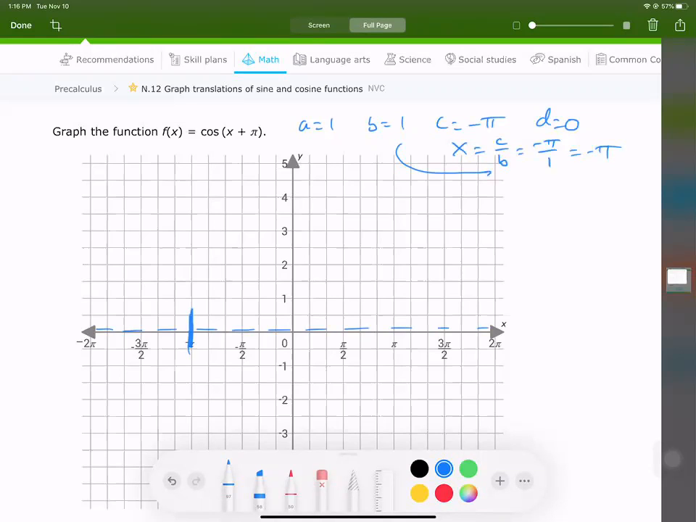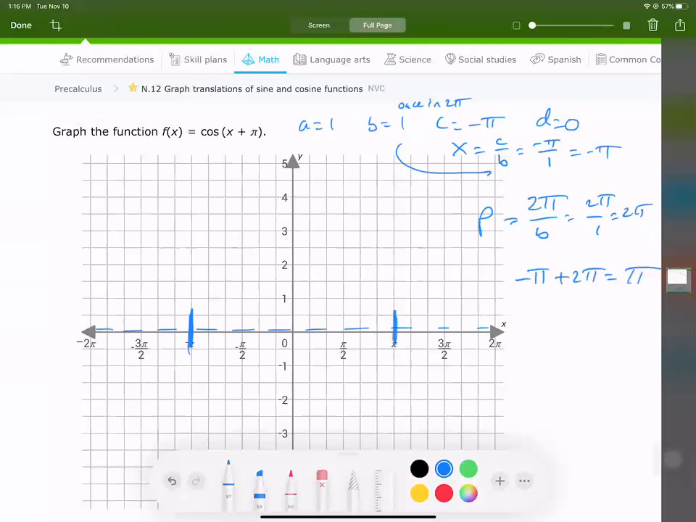Our B value says, hey, this is 1. That means I see it once in 2 pi. Or 2 pi over B, which is 2 pi over 1, 2 pi is my period. So if I start at negative pi, careful, if I start at negative pi and I add 2 pi to it, this takes me to pi.